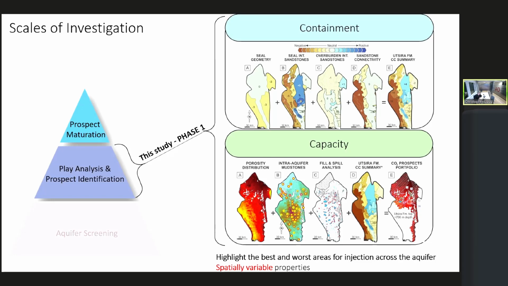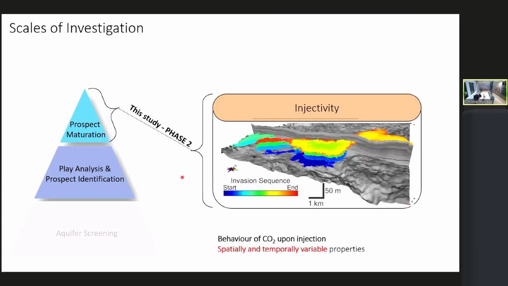And then after that, we can then go to the final stage of the triangle here, and that is to actually mature these prospects. And we do it in this study through dynamic simulations. So where we inject CO2, we want to look at how it migrates through the reservoir, the effects of the intra-reservoir mudstones, and overall, we want to see what is the storage capacity.